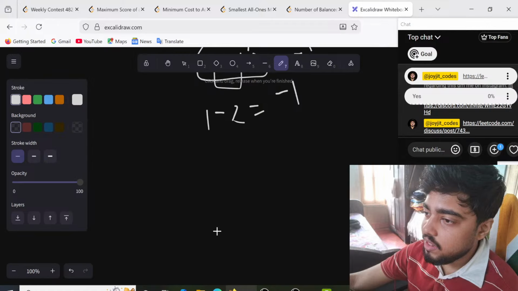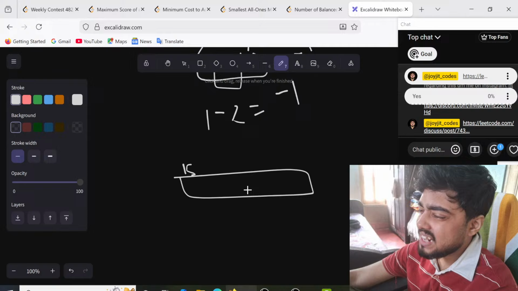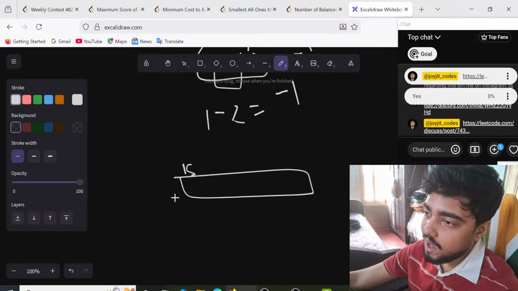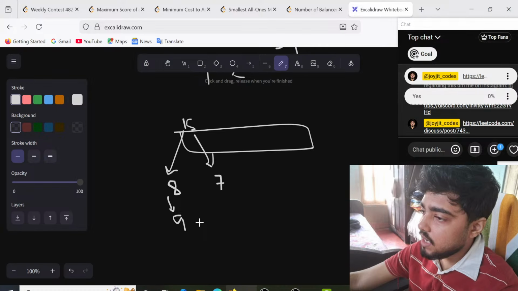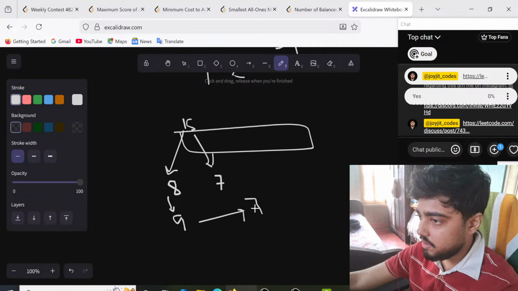Okay, there are 15 digits. Among them, what is the maximum difference that we can have? 15 can be divided between two parts for maximizing. It can be 8 and 7, right? And throughout all these 8, we can keep a 9, right? So 9 into 8 is nothing but 72. So the maximum difference is 72.